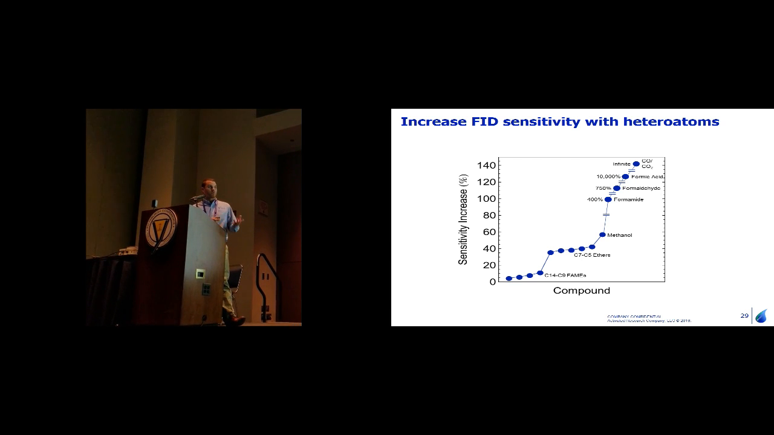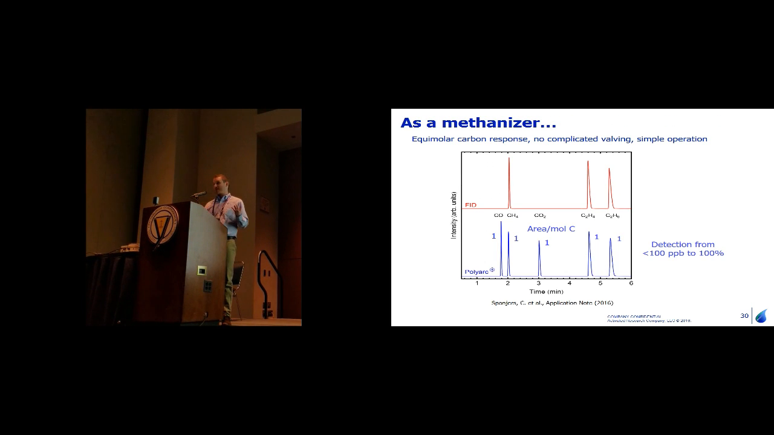CO, CO2, of course, aren't detected at all in the FID, and we're able to see them with the same sensitivity as methane. So as a methanizer, yes, it can be used as a methanizer. It is quite a bit more than that because we convert all molecules. But in place of a methanizer, you've probably seen the typical nickel methanizers, which just convert CO and CO2 to methane. Here we're converting everything to methane.